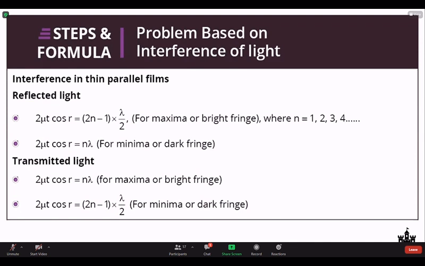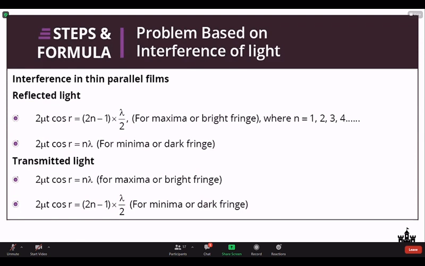In the transmitted light system, 2 mu t cosine r equals n lambda for the maximum or the bright fringe, and 2 mu t cosine r equals (2n plus or minus 1) lambda by 2. This is the condition for the dark fringe or the minimum, for the thin parallel film of the reflected system and transmitted system. I hope you have taken the screenshot.